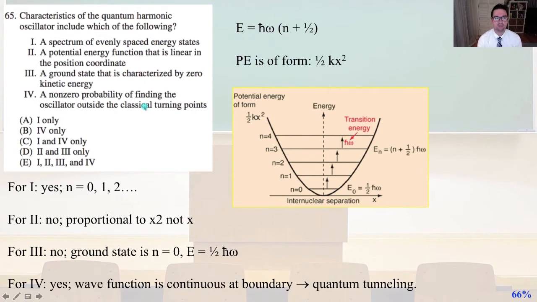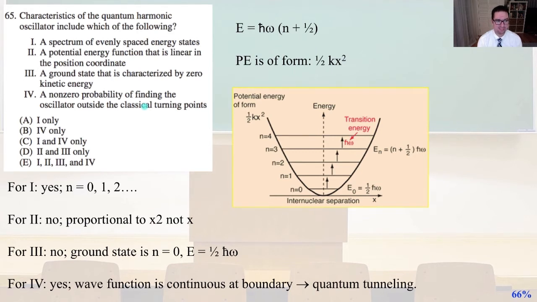Number 65. Characteristics of the quantum harmonic oscillator include which of the following? Number 1, a spectrum of evenly spaced energy states. Number 2, a potential energy function that is linear in the position coordinate. Number 3, a ground state that is characterized by zero kinetic energy. Number 4, a non-zero probability of finding the oscillator outside the classical turning points.